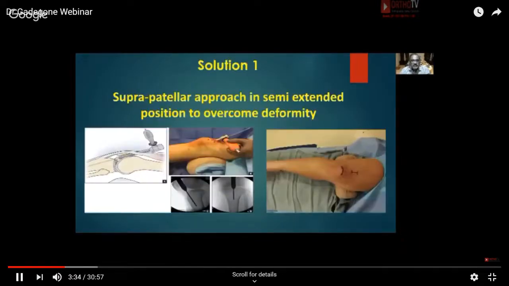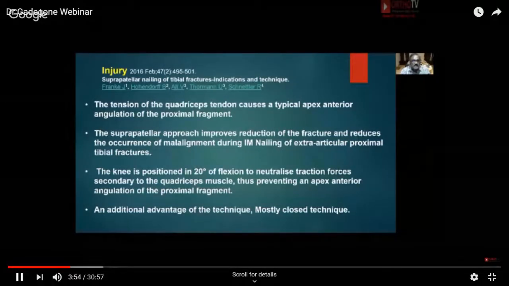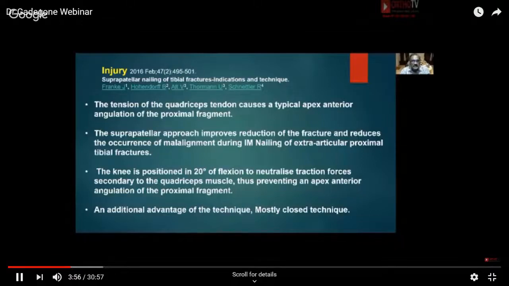Solution number one is a suprapatellar approach in a semi-extended position to overcome the deformity and the forces of the quadriceps tendon. This is one of the best articles, Suprapatellar nailing of tibial fractures: indications and technique, published in Injury, February 2016.